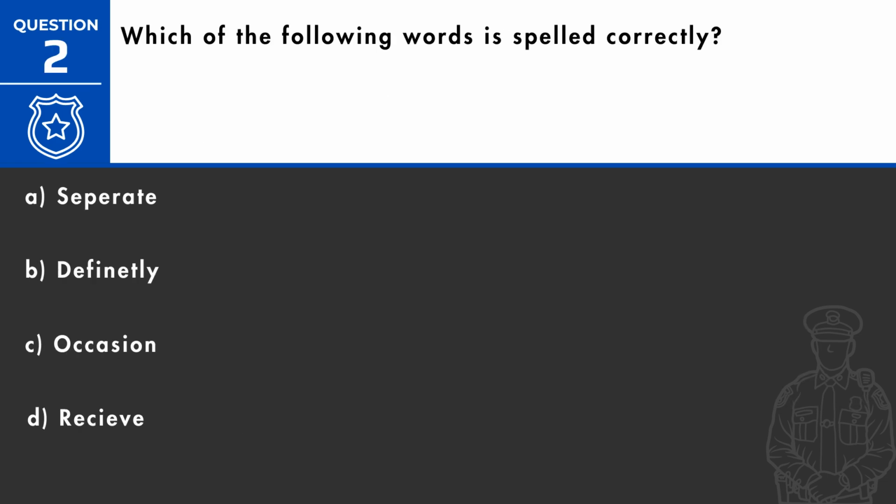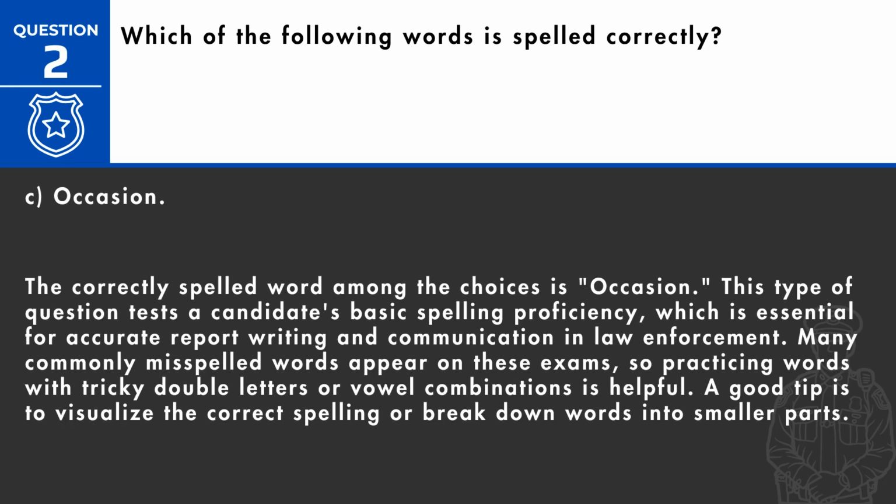Question 2. Which of the following words is spelled correctly? A. Separate. B. Definitely. C. Occasion. D. Receive. Answer: C. Occasion. The correctly spelled word among the choices is occasion.